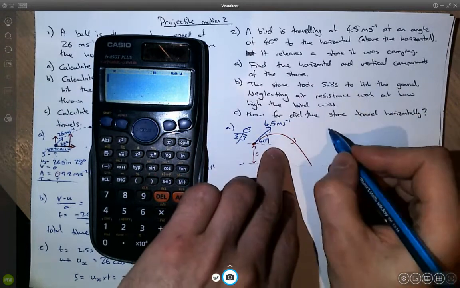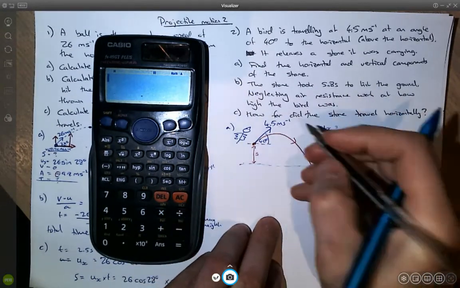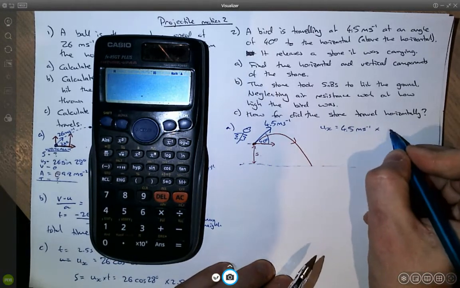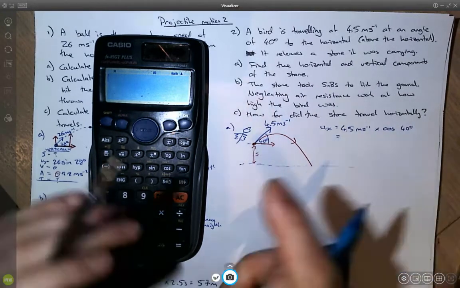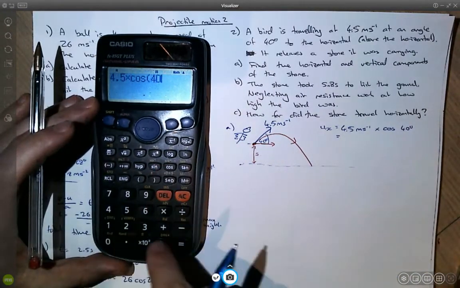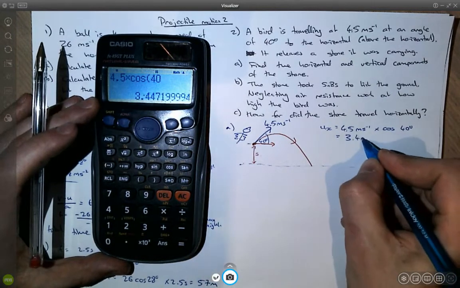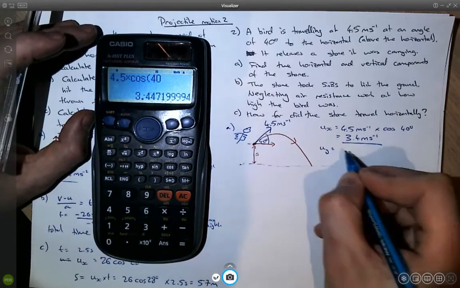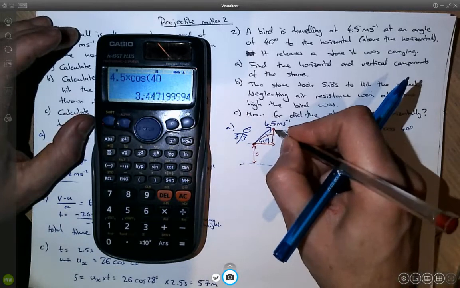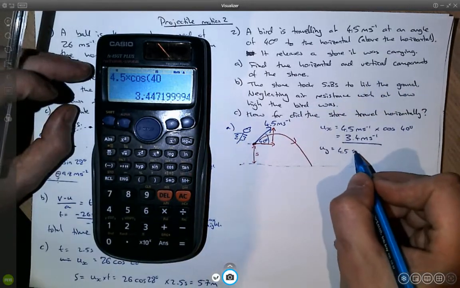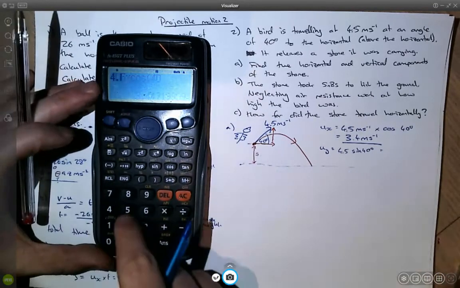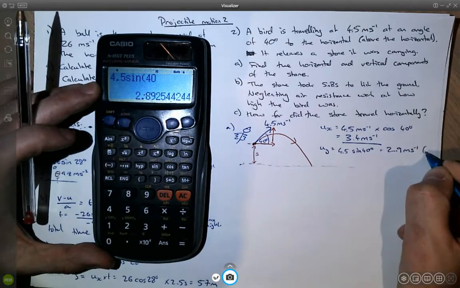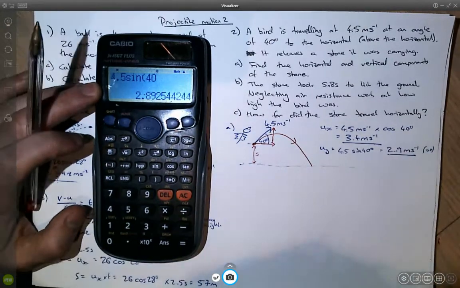So horizontal and vertical components of the stone. Well, firstly, this is quite easy. Ux, we want this component here. So 4.5 meters per second times cos 40 degrees, which is 3.4 meters per second. And the initial vertical component is going to be 4.5 sine 40, which is 2.9 meters per second. I'm just going to put in brackets up because that might be important later.